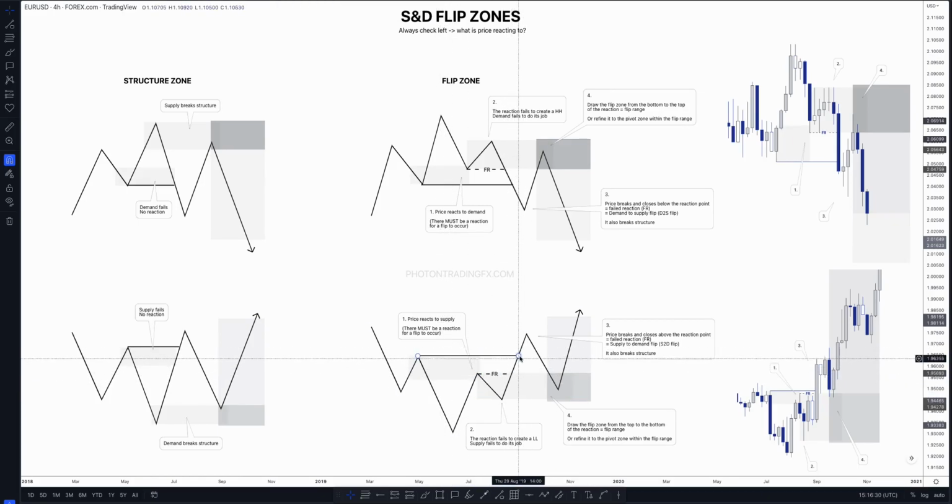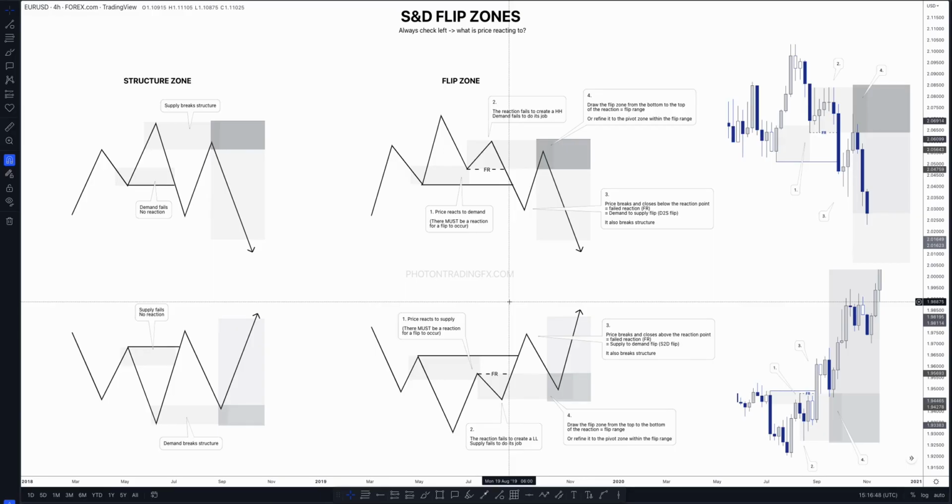And like I said, we also want to see it break structure. So now we have a zone that broke structure and it flipped supply to demand. And now this becomes a higher probable area. And again, if it's a big zone, you can refine it to the pivot from within it. Okay, and that's flips.